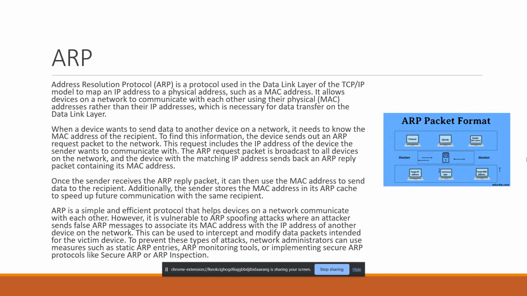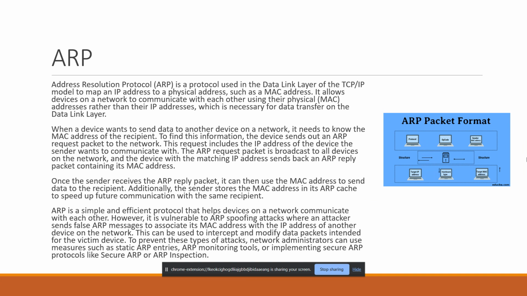The ARP, Address Resolution Protocol, is used in the data link layer of the TCP/IP model to map an IP address to a physical address such as the MAC address. It allows devices on a network to communicate with each other using the physical address rather than the IP address, which is necessary for data transfer on the data link layer.